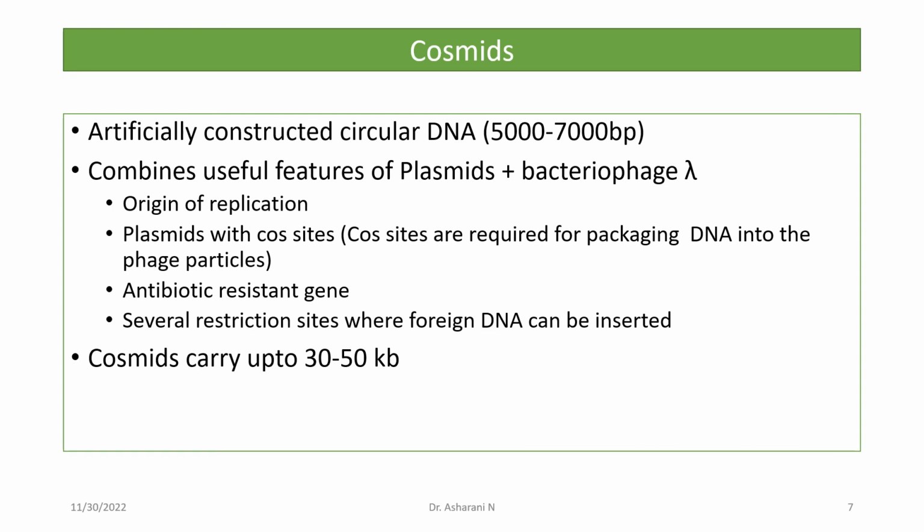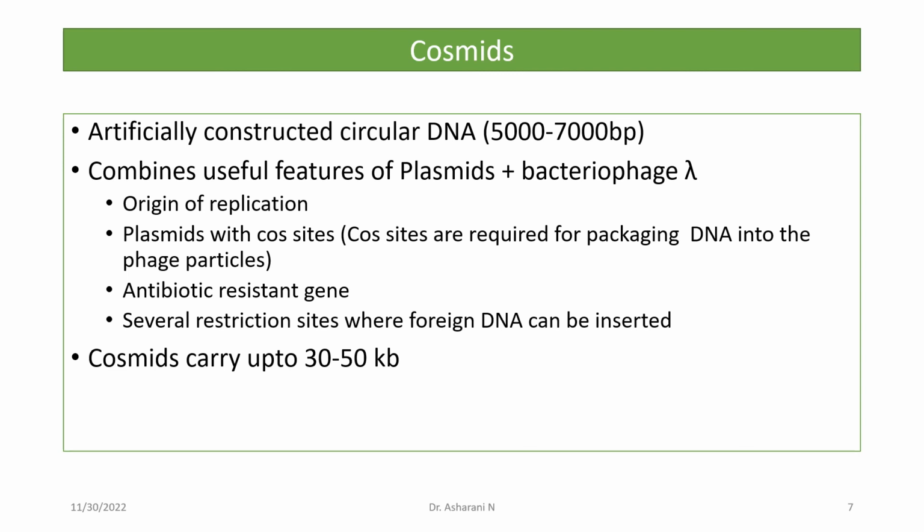Another type of vector is cosmids. Cosmids are artificially structured circular DNA. So it's a combination of plasmids and bacteriophage. They take the useful features of both plasmids and bacteriophage lambda. So they will have an origin of replication from the plasmid, with cos sites. Cos sites are present in bacteriophages, and they are required for packing this DNA into the phage particles.